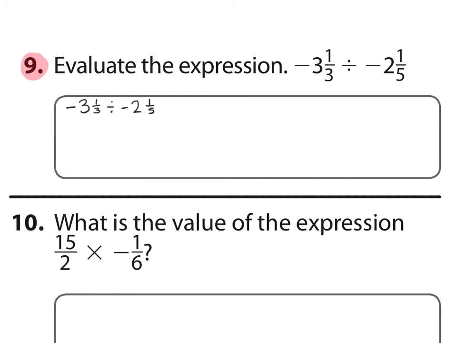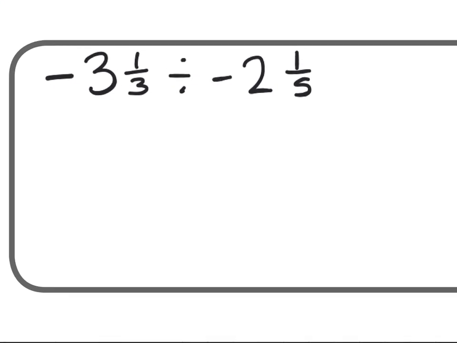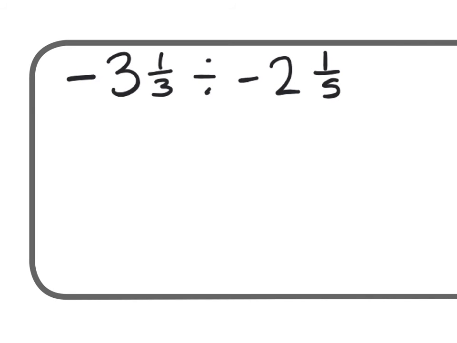Number 9, we're going to evaluate this expression, and it's dividing mixed numbers. So we're going to start by changing these to fractions. We're going to go around the world. 3 times 3 is 9, plus 1 is 10. So we've got 10/3, keep my negative sign, divided by 5 times 2 is 10, plus 1 is 11, over 5, and we're going to keep that negative sign.